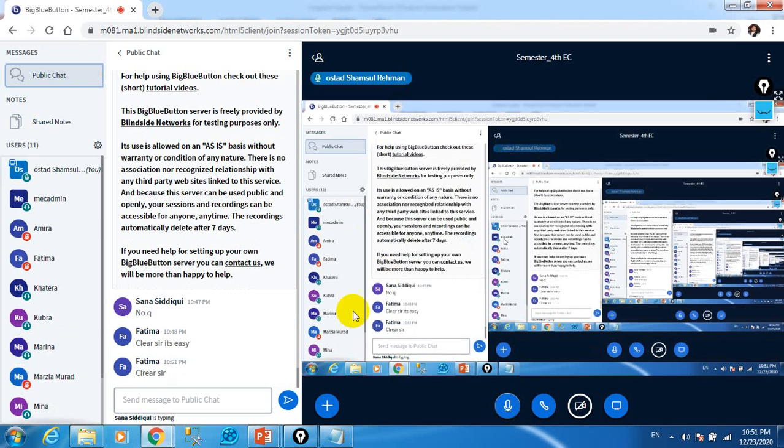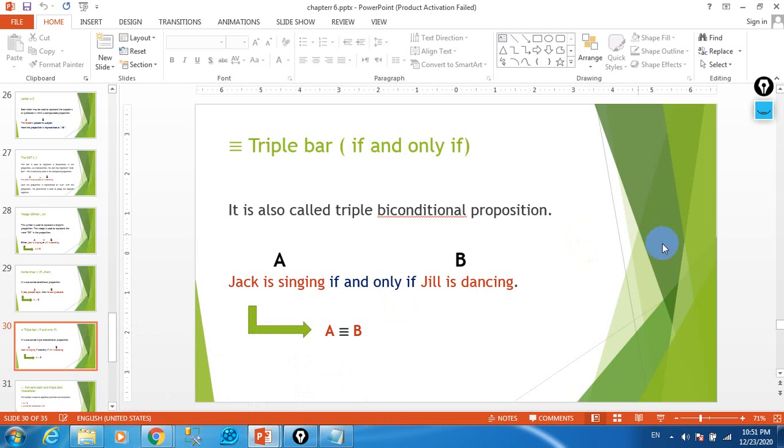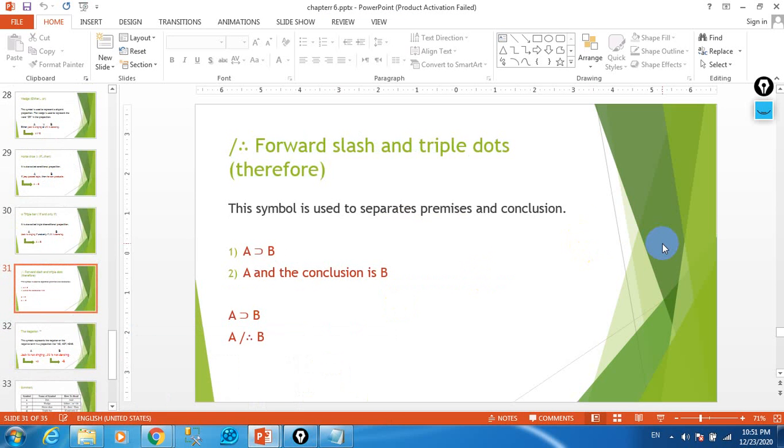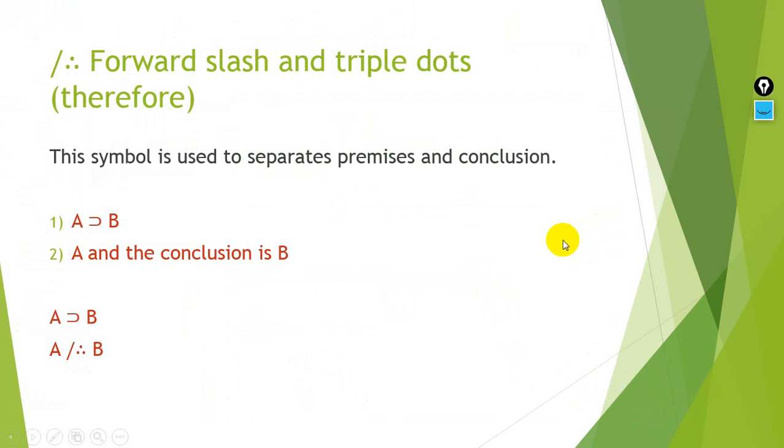Next, what we have is the forward slash and triple dots. This symbol is used when we are separating the premises from the conclusion.